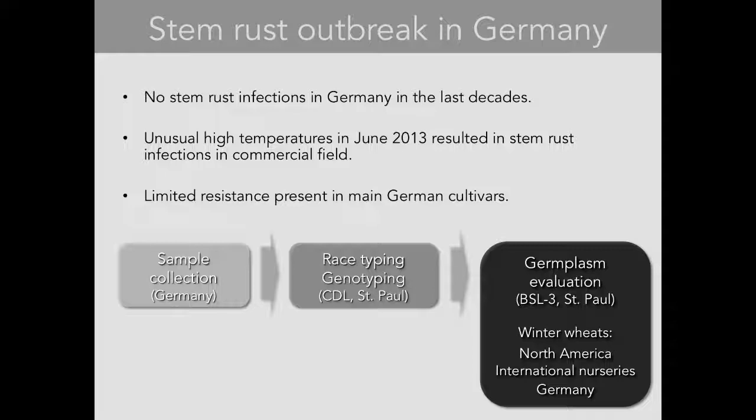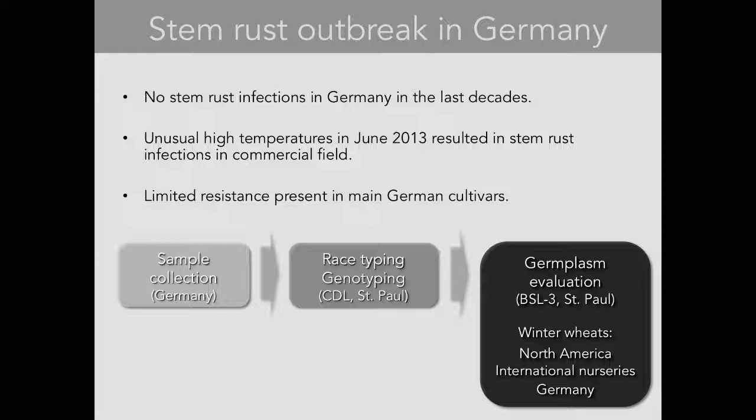Another really good example is coming from a different part of the world. So let's move to Europe right now. In Germany, they haven't seen stem rust during the past several decades. But that was until 2013, when unusually high temperatures in the month of June resulted in a stem rust outbreak and infestations in commercial fields. What was observed was that many of the most important German cultivars were susceptible, showing susceptibility in the field, and limited resistance was present in the main German cultivars.